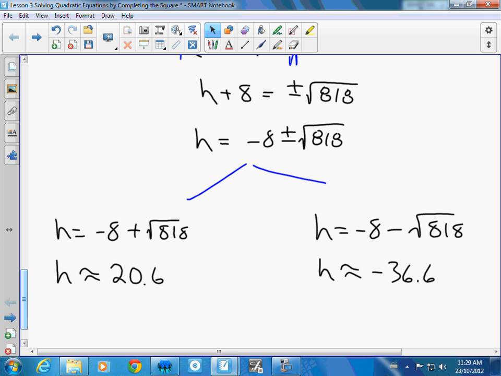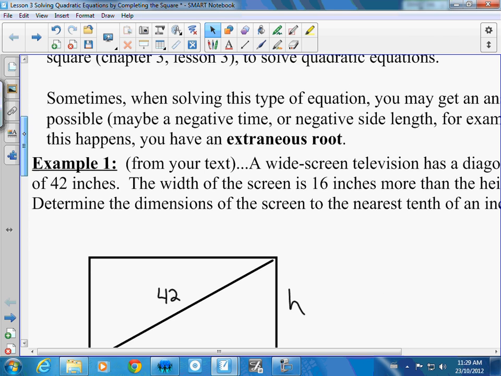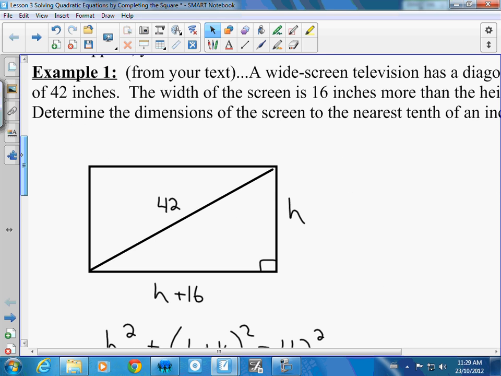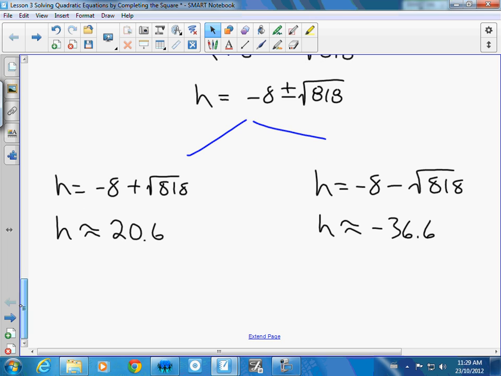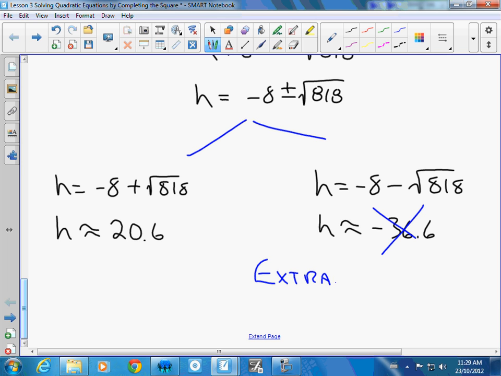That one's possible, right? The left one's possible, right? We're trying to find the height, guys. We're trying to find the height of the TV screen. That's what we're trying to find. Could the height be 20.6? It can't be negative. What's that known as? I called it a name the other day. Extraneous. So it can't be this. This is known as an extraneous root. It's an extraneous answer.